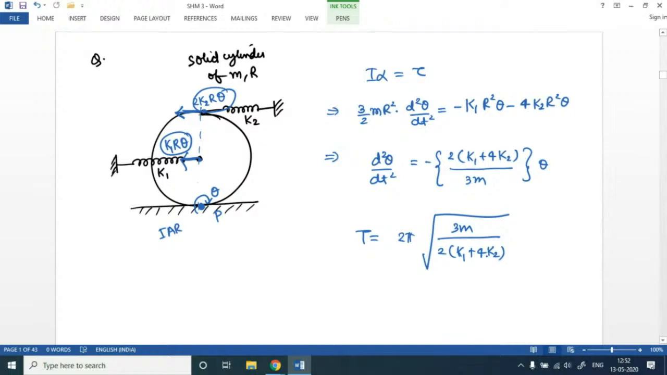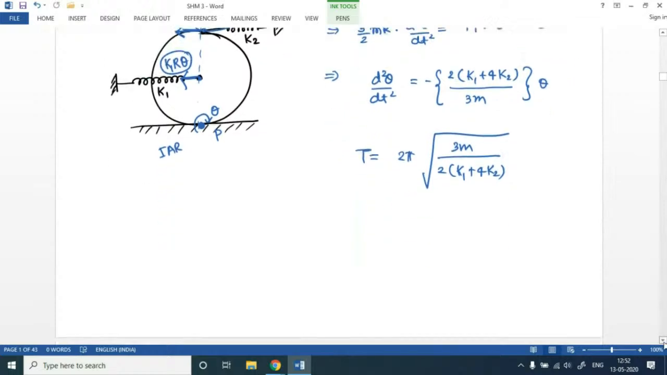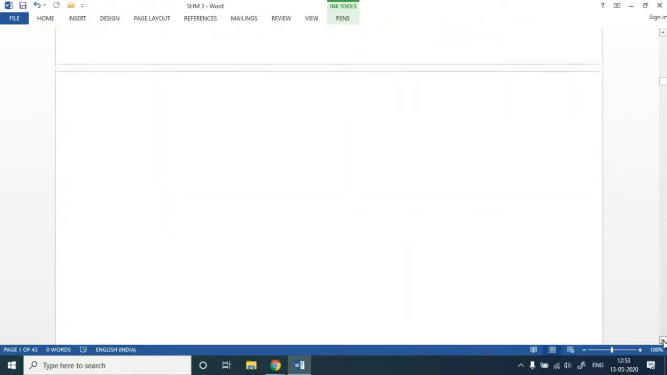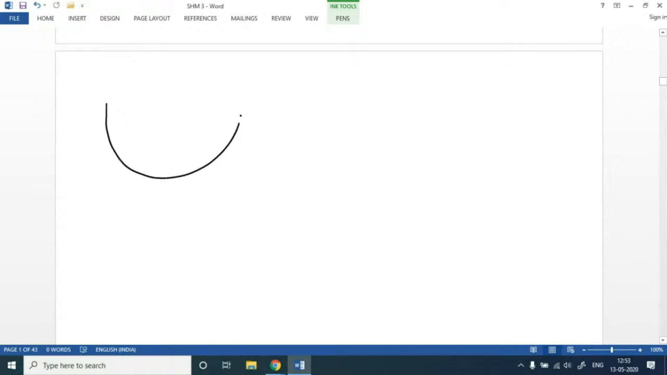Let's look at a few more models of angular SHM in which we will be having some rolling. Okay, so this is another famous problem I am taking. So let's say this here is a solid hemisphere of mass m and radius r, and that is kept on a rough horizontal surface.